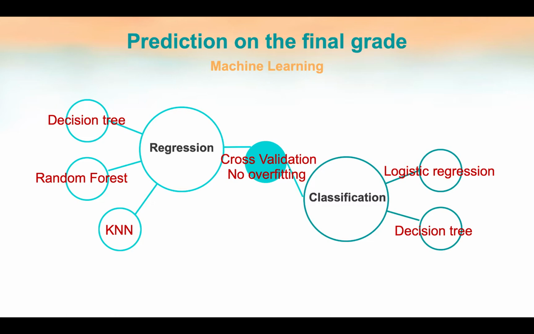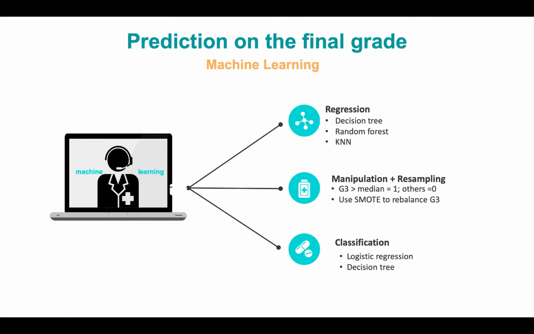And then in the prediction part, I use machine learning in two ways. The first one is regression and the second one is classification. And also, I will make sure that there is no overfitting by checking the cross-validation. So the first step is I'm going to use regression. In the regression part, I use decision tree, random forest, and KNN. And then, after doing the regression, I manipulate the data and resample.